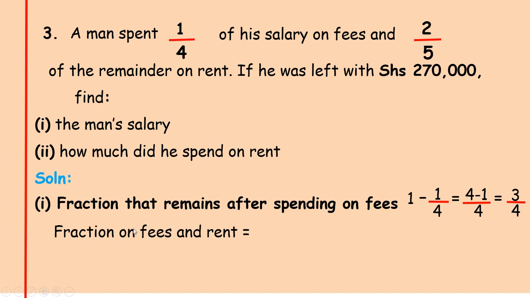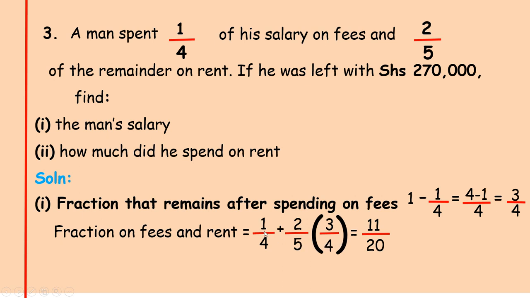Now, what fraction is spent on fees and rent? So we shall get the fraction spent on fees, which is a quarter, plus the fraction spent on rent, which is simply 2 out of 5 of the remainder. So that is 2 out of 5 of what remained, which is 3 out of 4. And once we sum up, this is a quarter plus 6 out of 20.